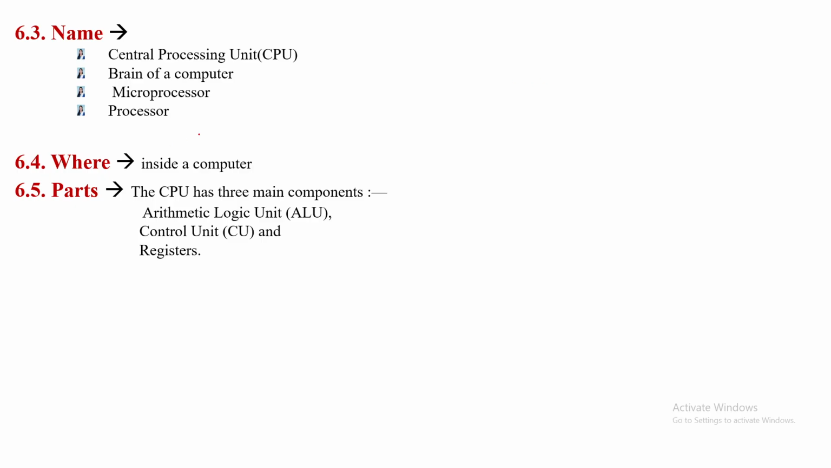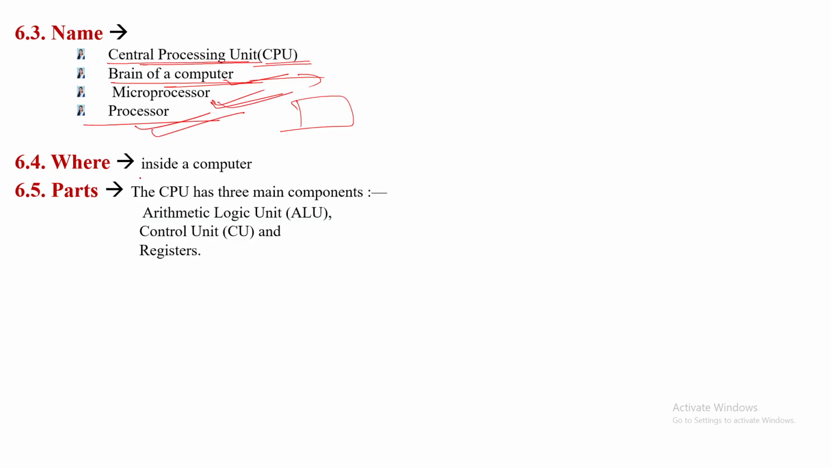Now the name of the CPU. CPU has many names. The full form is Central Processing Unit. The short form is called CPU. It is also called the brain of a computer, microprocessor and processor. Brain of the computer because here all the calculation, comparison and decision making happen. So that is why it is called the brain of a computer. And as the CPU's size is reduced, we call it a microprocessor. So that is why it is called microprocessor and processor also.